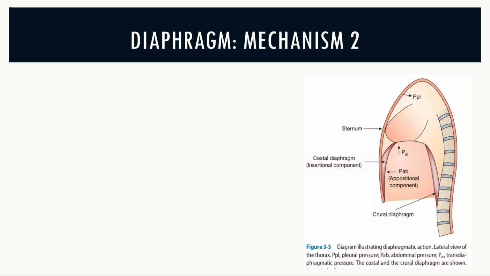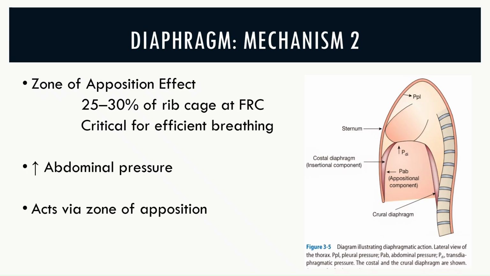Second, diaphragmatic contraction increases abdominal pressure. This pressure is transmitted through the zone of apposition, the area where the diaphragm is opposed to the ribcage, resulting in expansion of the lower ribcage. The zone of apposition constitutes about 25 to 30% of the inner ribcage surface at functional residual capacity and plays a crucial role in transmitting abdominal pressure to expand the ribcage.